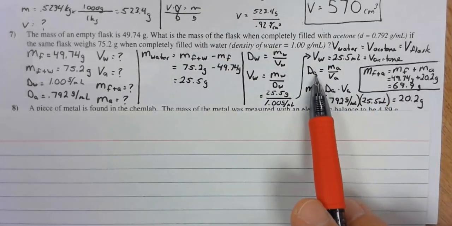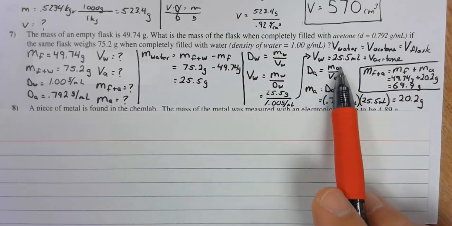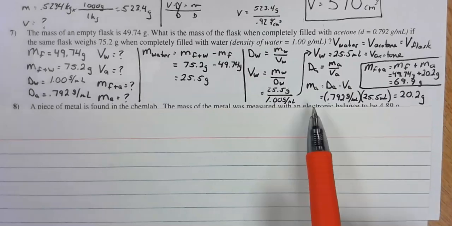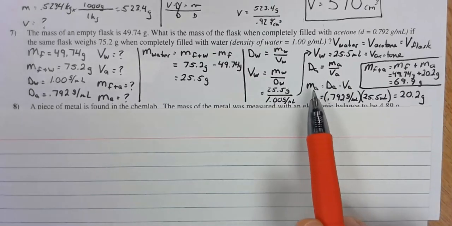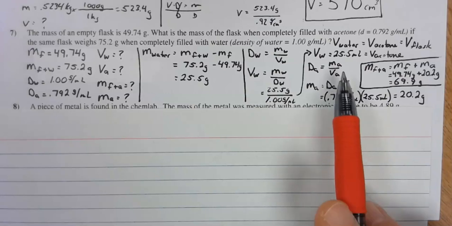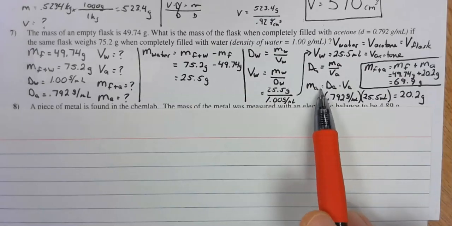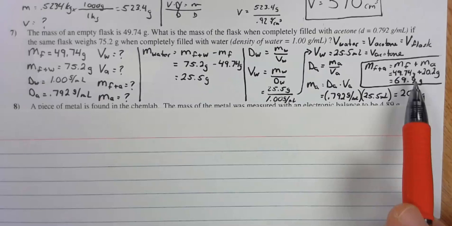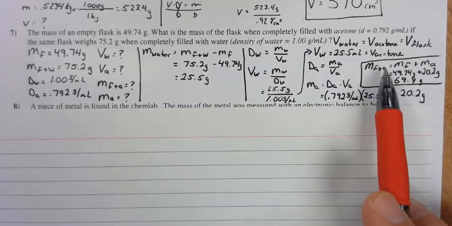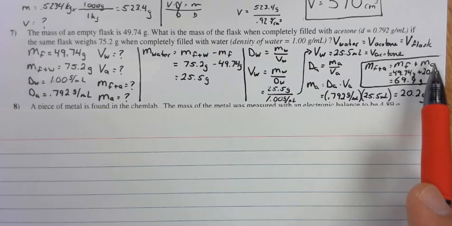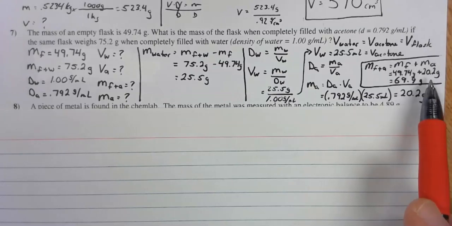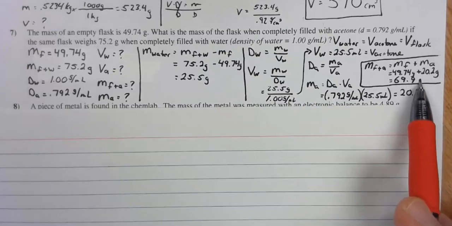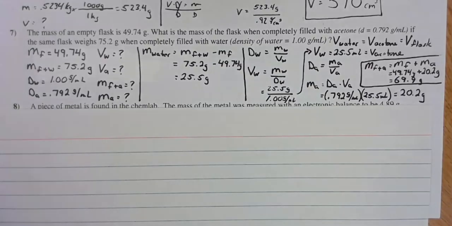Now I just use my density of acetone equals mass of acetone over volume of acetone. I can rearrange it and get mass equals density times volume. I would cross multiply this to end up with this. Plug your numbers in, 3 sig figs, 20.2 grams. Final answer, mass of flask and acetone is mass of the flask plus mass of the acetone. Add them up, 1 decimal place in my answer because it's an addition problem. So I get 69.9 grams of acetone. That takes care of problem 7.